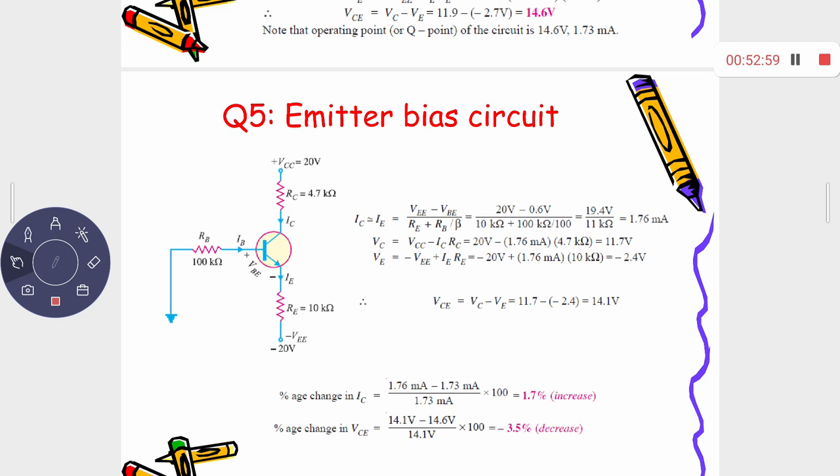What was your beta change? What was the beta percentage? 14.17%, no? 85 to 100, that is 15 upon 85. Right, 15 upon 85, that means beta increases by, say for example, 17.5% approximately. As IC increases by 1.7%.